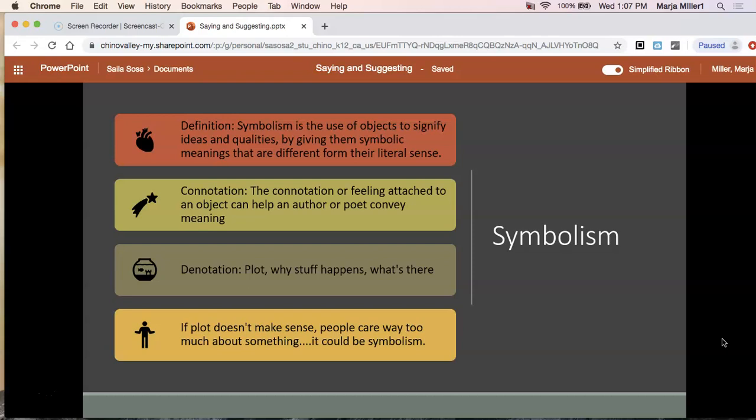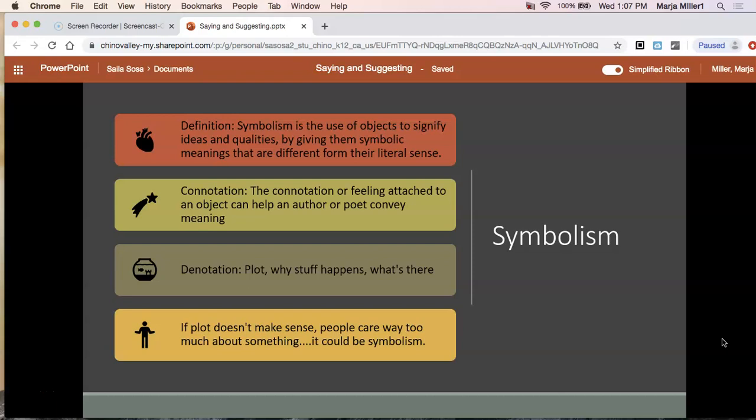Connotation is just the feeling attached to the symbol. Like a rose: romance, love, that sort of love thing attached to the rose. Denotation is the plot, why stuff happens, what's there. Oh, look, there's a rose. We're in a garden. That's it. No symbols.